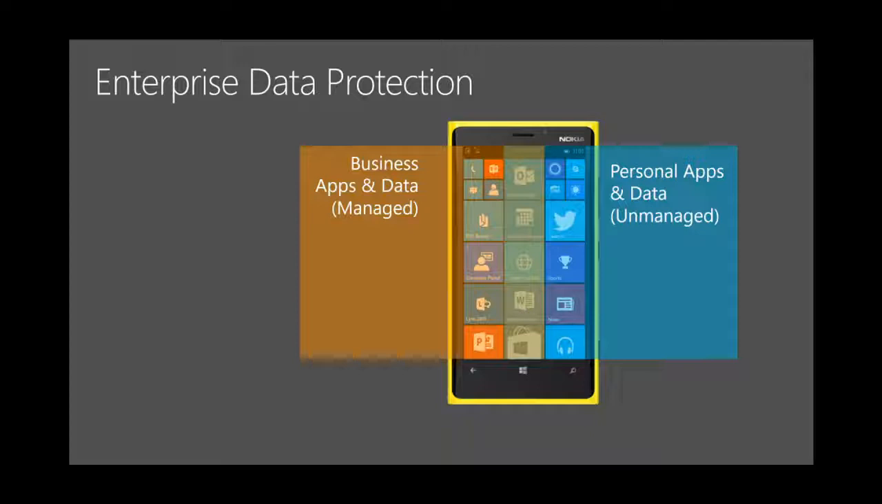When you create a new document on a phone, there will be a pop-up telling you, hey, you're creating a new document. Is this a business document or is it a personal document? If the user chooses personal, it will not be encrypted.